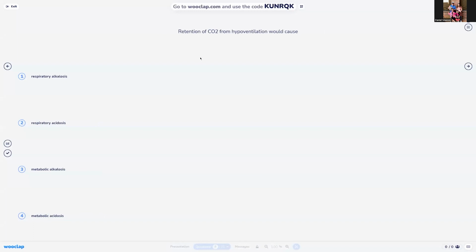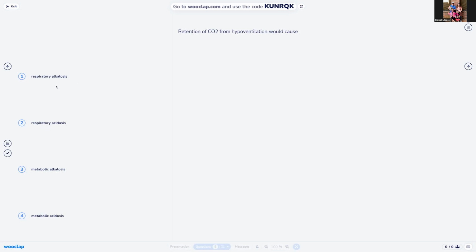All right. Another question. Retention of CO2 from hypoventilation would cause what? So again, think about it. Retention of CO2 means I'm retaining CO2, meaning my CO2 level will be higher because I'm breathing slower, right? We're going to talk through this again, but this is kind of your preamble to think about alkalosis and acidosis, okay?